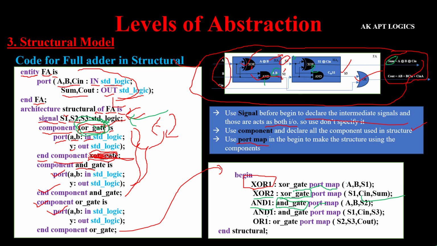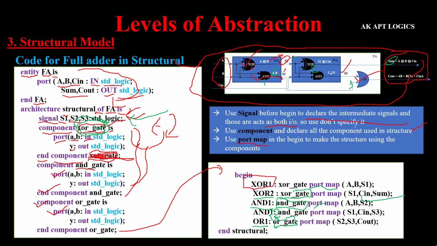Next, this is AND2, sorry, printing mistake, this is AND2. Next, OR1 means this gate, the OR gate, or_gate. We use or_gate because we have used it as our entity name.